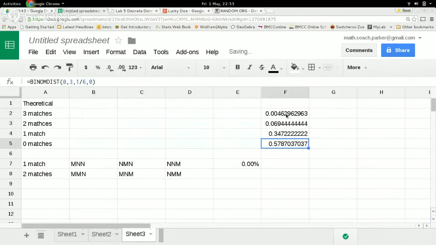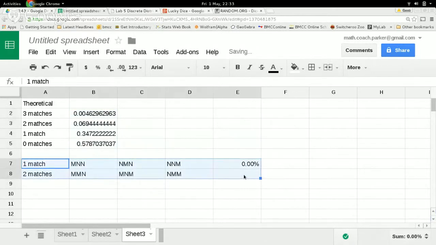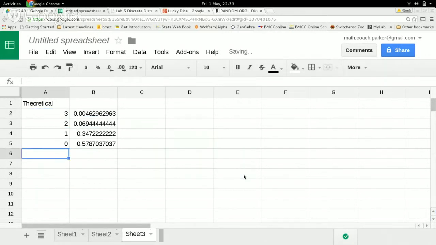So just delete those and move these suckers over. Let's get rid of this stuff. So next thing I want to do is double check. Let's call that 3, 2, 1, 0. I want to double check the expected value here. What do I expect to happen?